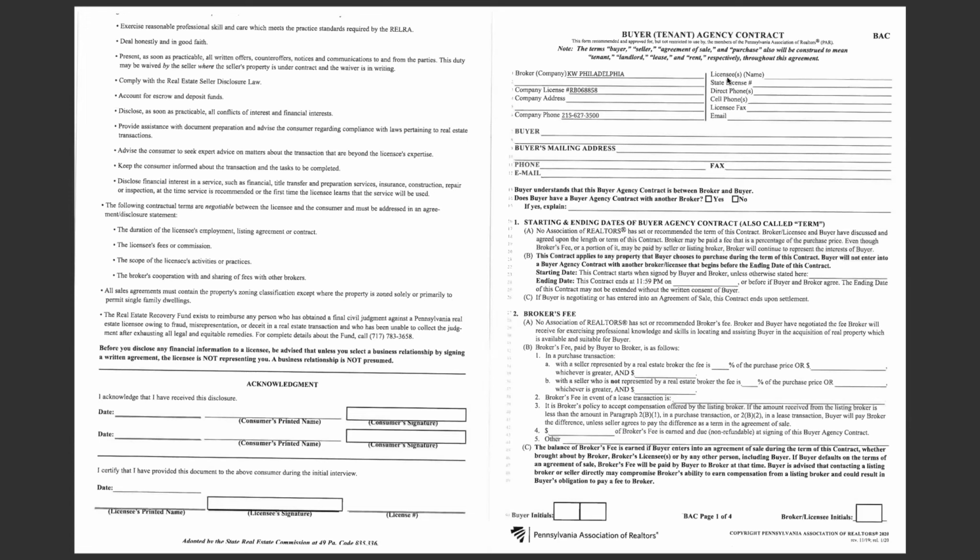Then it says, paragraph 2B1B, with a seller who is not represented by a real estate broker. Who could that possibly be? Who is that seller that is not represented by a real estate broker? Who is that person? Looking for an answer. You 13 people out there, tell me. A FSBO, for sale by owner.